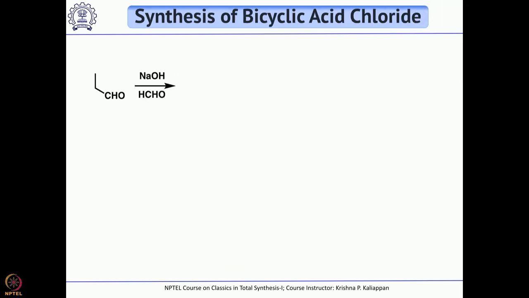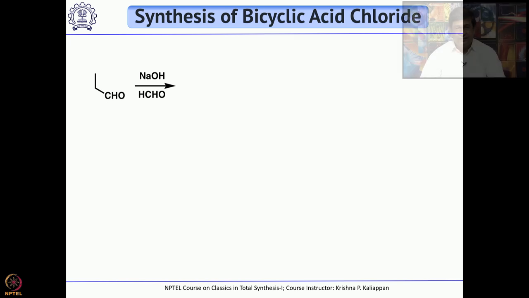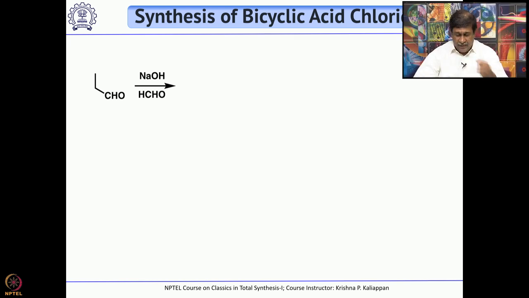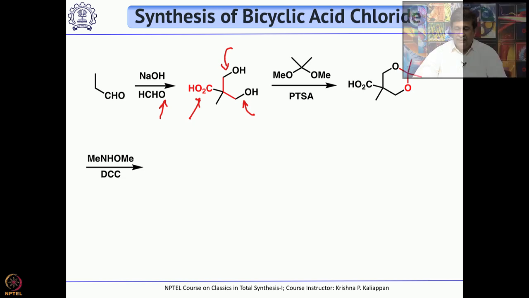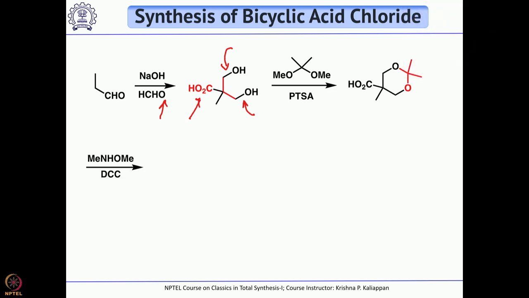He started from propanaldehyde and did a Cannizzaro-like reaction. He treated it with formaldehyde, and it underwent a double aldol reaction with formaldehyde to introduce two CH2OH groups, and at the same time the aldehyde was oxidized to the carboxylic acid. Then the two primary alcohols were protected as a ketal. Now the carboxylic acid was converted into a Weinreb amide by treating with Weinreb amine and DCC.